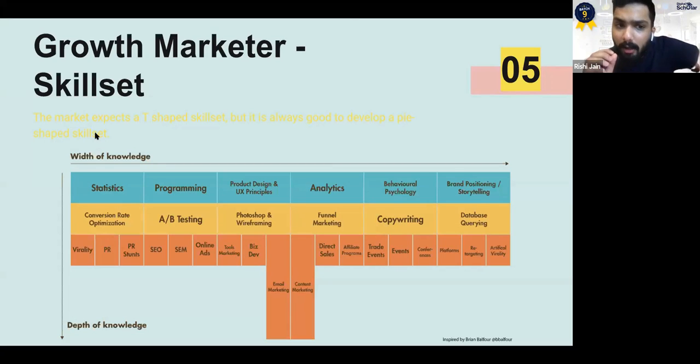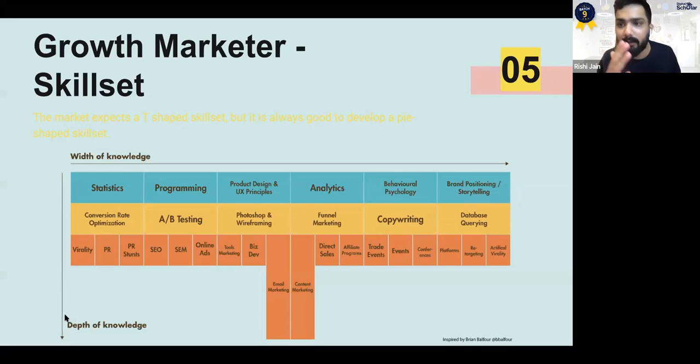Okay. So the industry expects you to become a T-shaped marketer. Okay. T-shaped skill set. What does T-shaped skill set mean? And also it is good to develop a pie-shaped skill set. Okay. So this is like pie-shaped, or you can just call it a T-shaped. Now look at this. Here on the right, it's the width of the knowledge, and here on the drop, you have the depth of the knowledge. Okay. So the width of the knowledge and the depth of the knowledge.